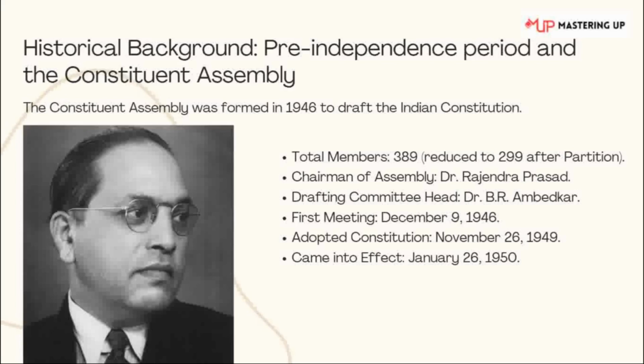The Constitution was adopted on November 26, 1949, which meant the Constitution making process took 2 years, 11 months, and 18 days. The Constitution of India came into effect from January 26, 1950.